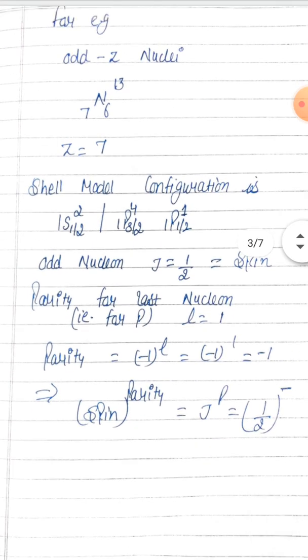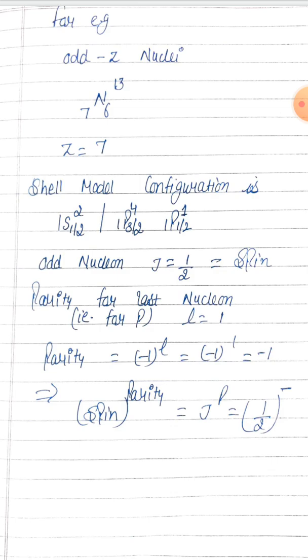You know that for P, L is equal to 1, the azimuthal quantum number is equal to 1. So parity is equal to minus 1 raised to power L, that is also equal to minus 1 raised to power 1, because for P, L is equal to 1. So parity will be minus 1, that is the odd parity. Even parity when it is positive, odd parity when it is negative. In this case, parity is negative, so you can say that parity is odd parity.